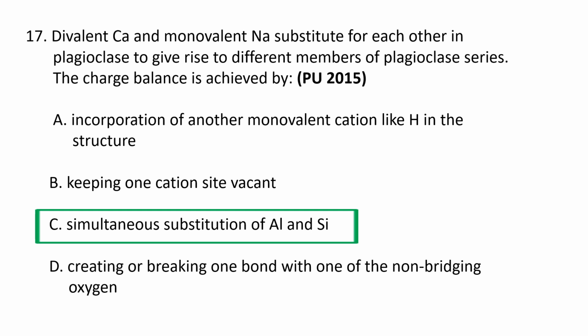The charge balance in plagioclase, where calcium substitutes for sodium, is achieved primarily by the substitution of aluminum for silica, not silica itself, to maintain electrical neutrality within the crystal structure. So C, simultaneous substitution of aluminum and silica is the correct option.